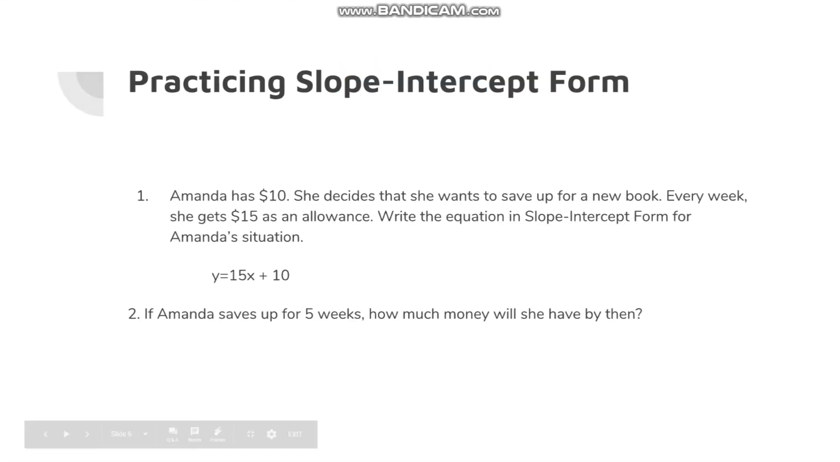Now on to our second question. If Amanda saves up for 5 weeks, how much money will she have by then? Well, up here we have our basic equation, but now where will we plug in 5? We already determined that x is weeks, so 5 would go in the place of x, so it would be 15 times 5 plus 10. Now I'm going to give you some time to solve the equation, and you can pause the video if I don't give you enough time already.